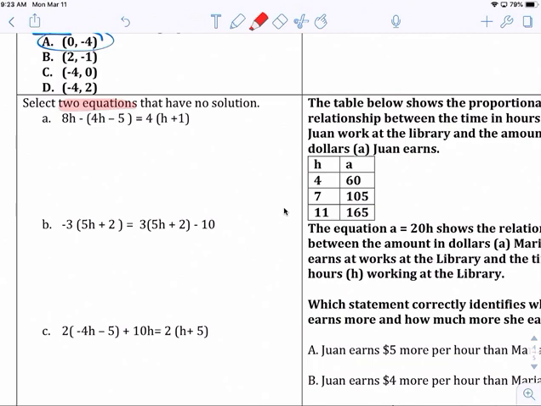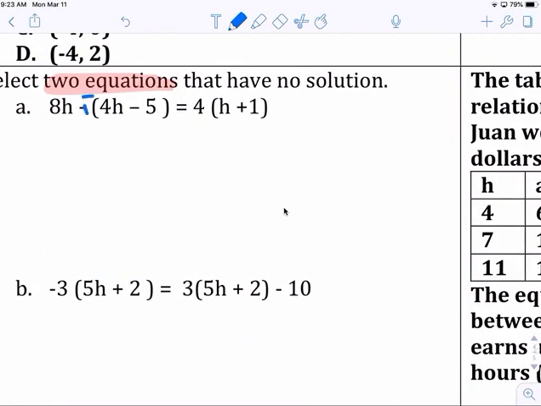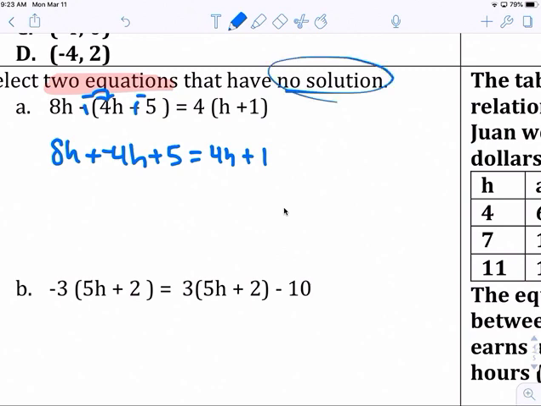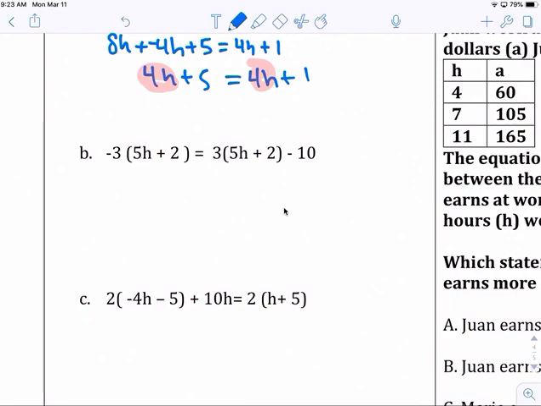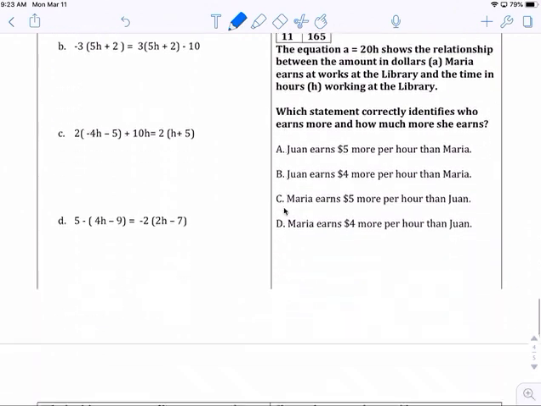Select 2 equations that have no solution. I need to see the work. Additive inverse. So 8h plus a negative 4h plus a 5 equals 4h plus 1 has no solution. Okay, got 4h plus 5 equals 4h plus 1. No solution. Same coefficient, different y-intercept. So A. Okay, you do that for all of them. Show the work. There's 2 answers here.